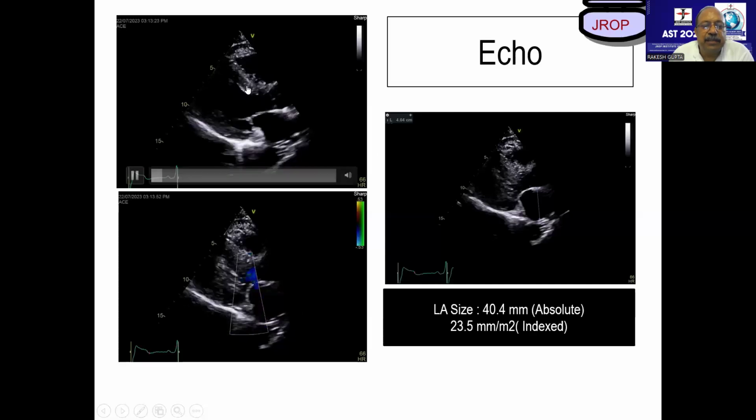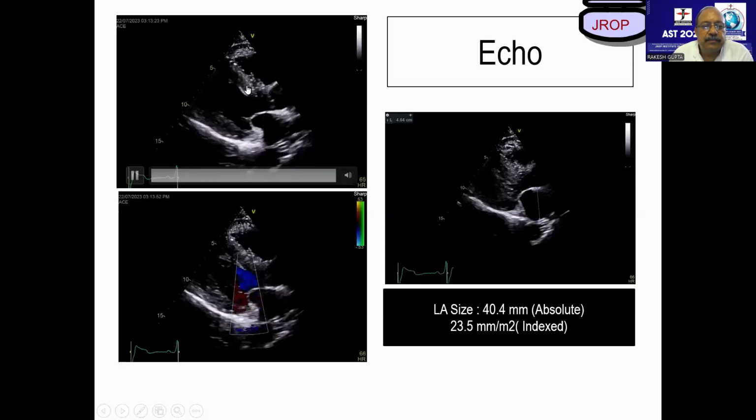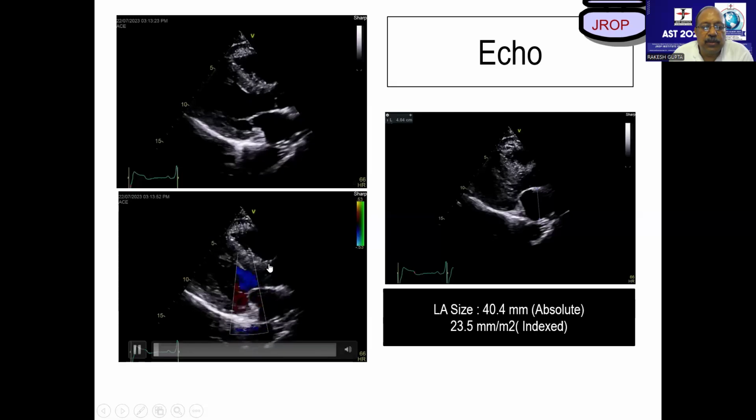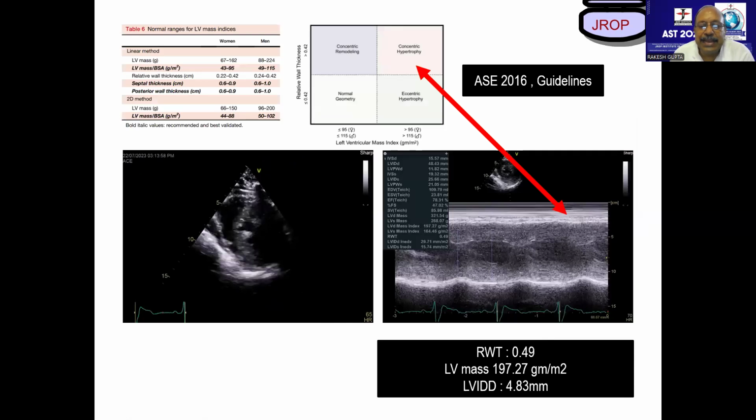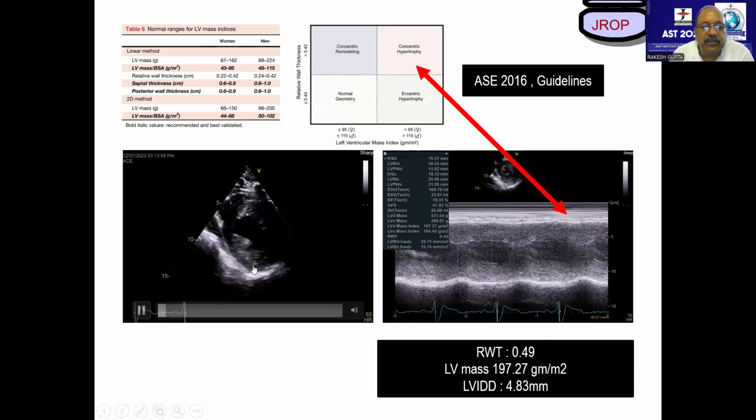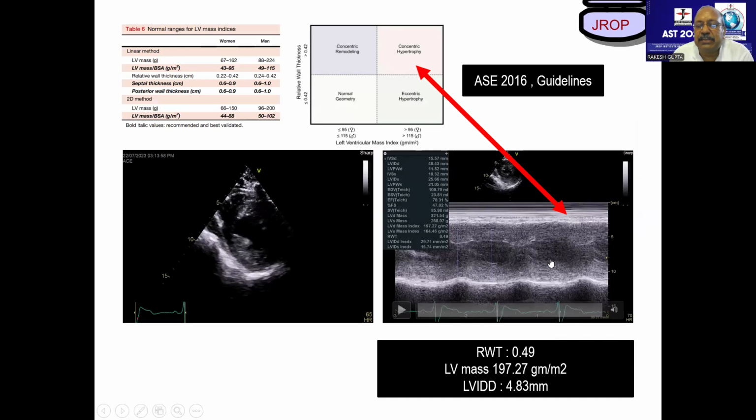Here is left ventricular hypertrophy. Septum, posterior wall, septum, posterior wall. LA size is 23.5 millimeter per meter square. It means it's dilated, more than 22. Then I went on to do a short axis view of this patient. Based on the 2016 guidelines for chamber quantification, this patient classifies as concentric left ventricular hypertrophy.